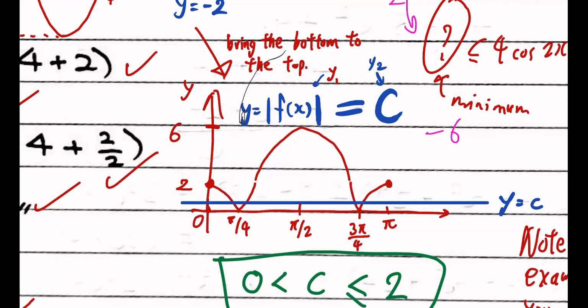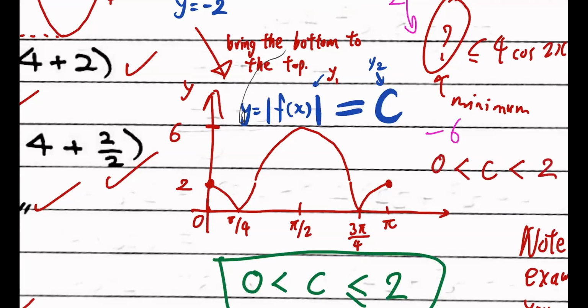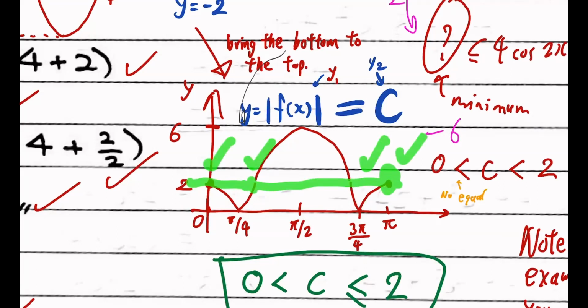Oh, 0.5 can? y more than 0? Wait, no. Exactly equal to 0 count? 0 less than c, less than or equal to 2, because 0 is sandwiched in between. If it's 0, then it's only 2 solutions. So this one, no equal, because if exactly what you said, there will only be 2 points of intersection. But how about this part? Can c be equal to 2? Can. So you have to put an equal sign.